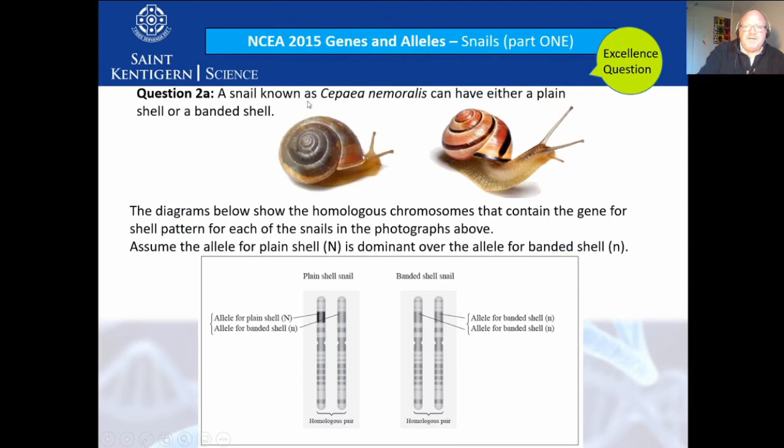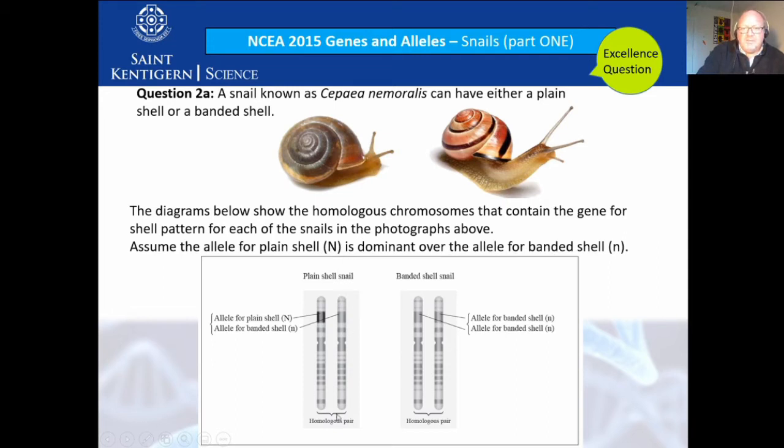So, in 2015, a snail known as Cepaea nemoralis can have either a plain shell or a banded shell. The diagram below shows the homologous chromosomes that contain the gene for the shell pattern for each of the snails in the photograph above. So, assume the allele for the plain shell is dominant over the allele for the banded shell. Okay, so normal is dominant over striped.